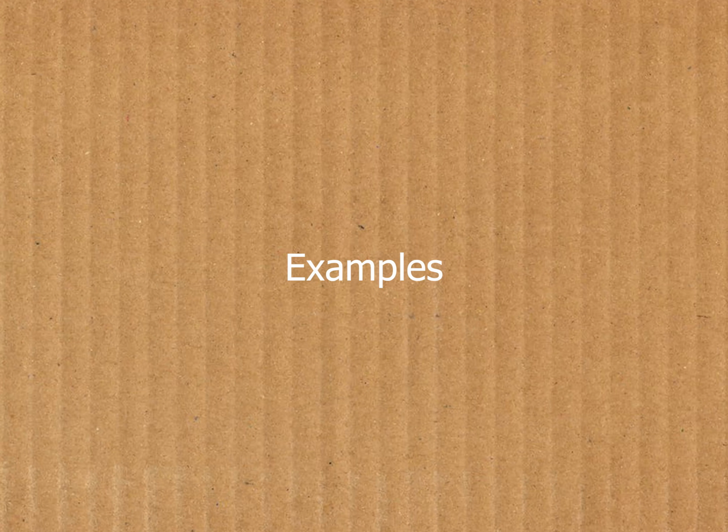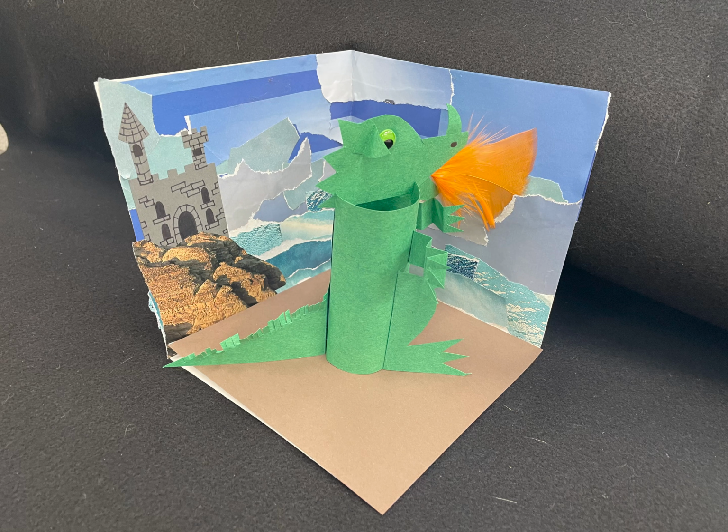Let's look at a few background examples. For Ms. Cutterly's example, she decided to make a castle on a cliff for her dragon. Her dragon is guarding a person in the castle. See how she separated the sky from the ground.